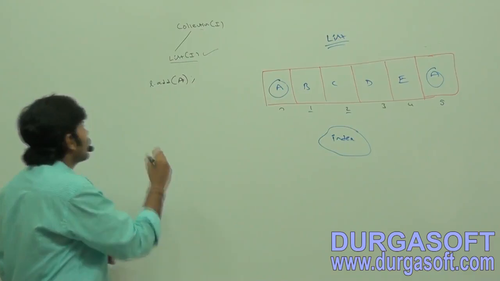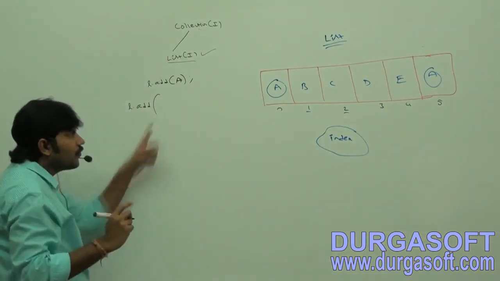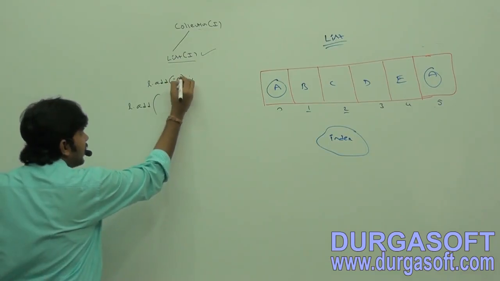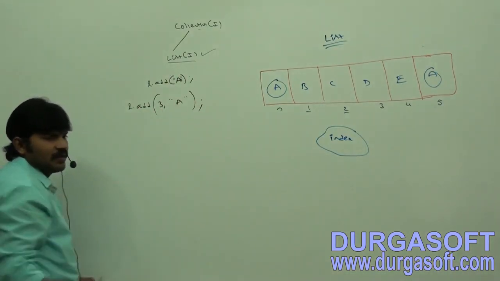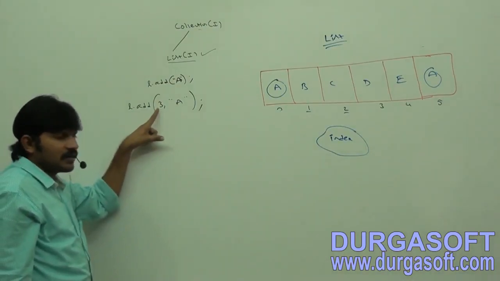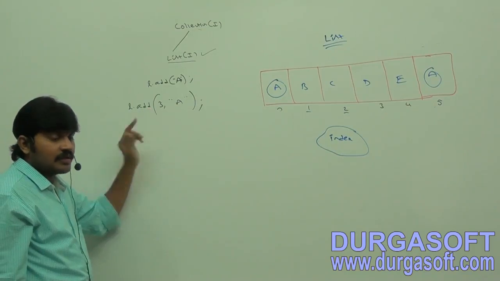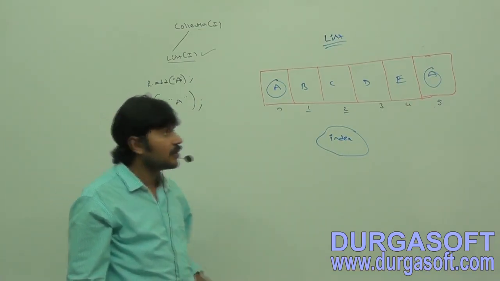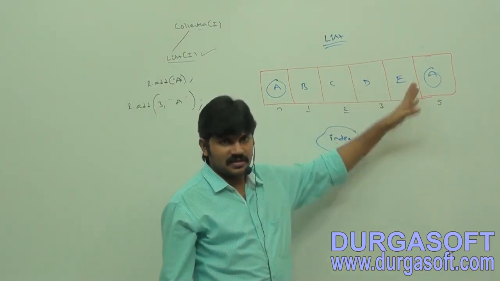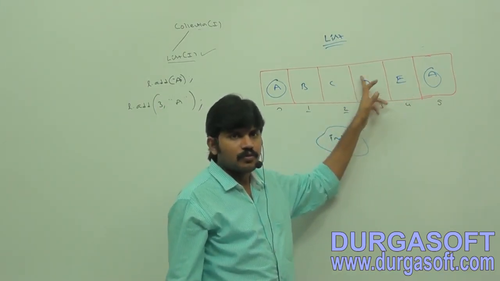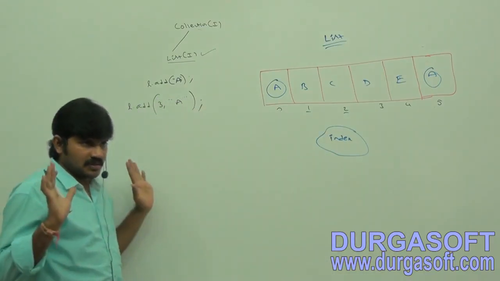Then what can I do? l.add(3, A). At the third index this A will be added automatically. Then immediately you ask, sir, at the third index one object is already there, what will happen? Simple, that object will move to the next cell, and in the third place this new object will be placed.